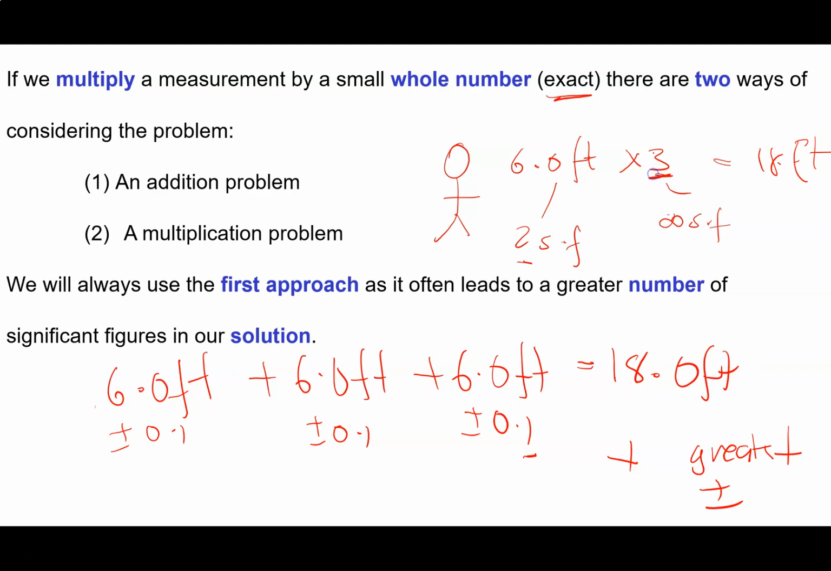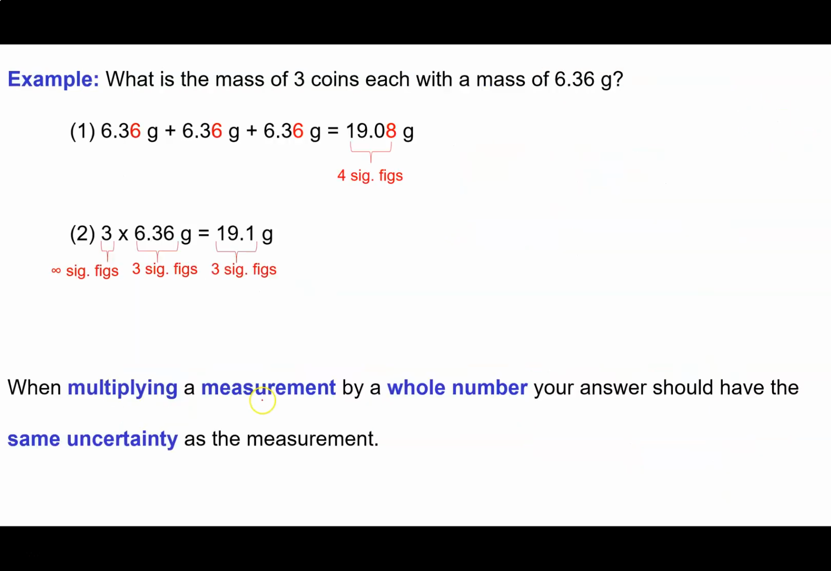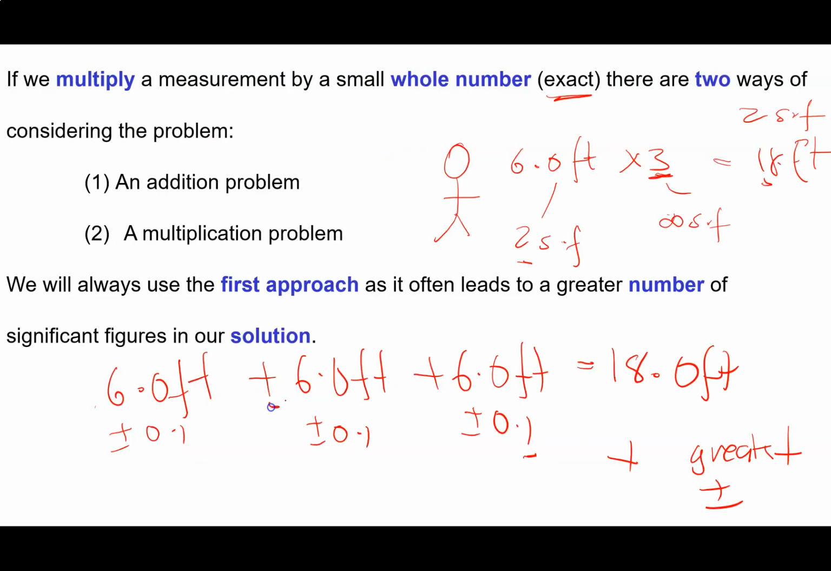I treated it as a multiplication, and I got 2 sig figs. I treated it as an addition, and I got 3 sig figs. So you can see that it makes a difference. So this is what we're going to say. Whenever we multiply a measurement by a small whole number, an exact number, we're always going to treat it as though it was an addition problem, because that will give us the best estimate of significant figures in our answer.